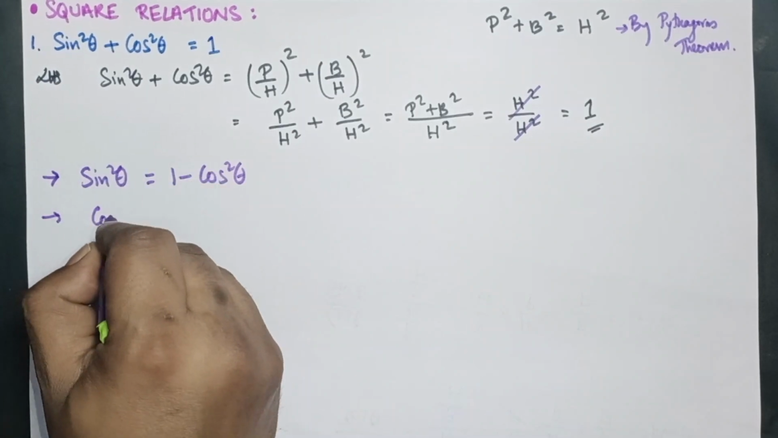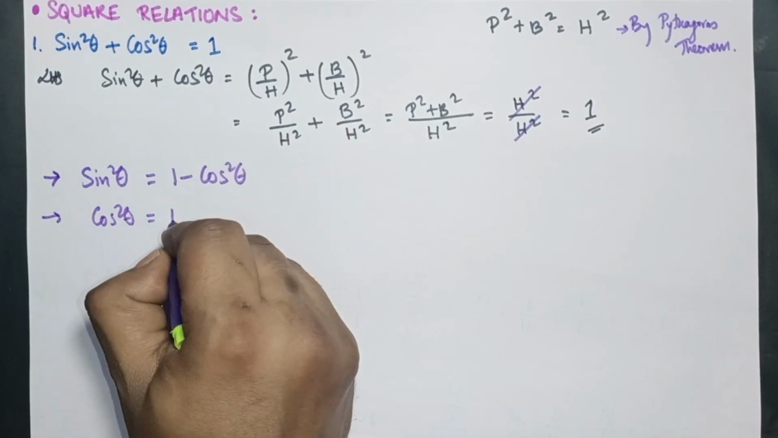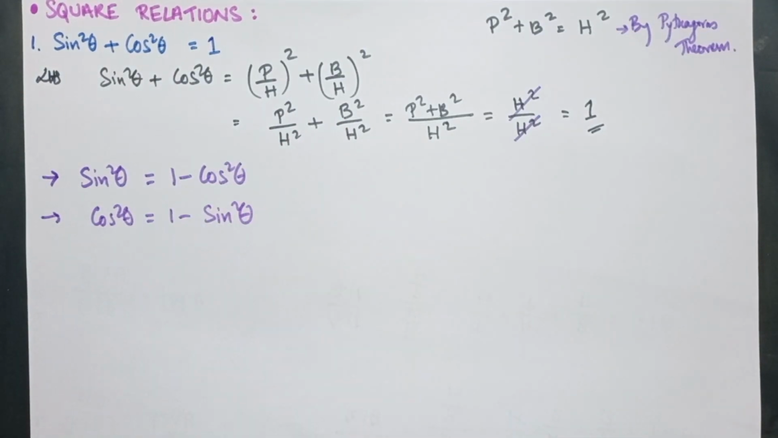Now you can make it like this also. Cos square theta equals, what can I make? This sine square theta I'll take to the other side. So it will be 1 minus sine square theta. Hope you are clear with this.